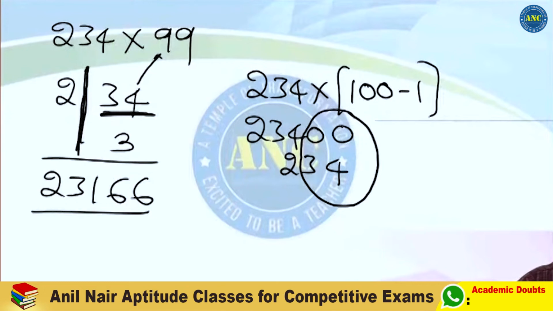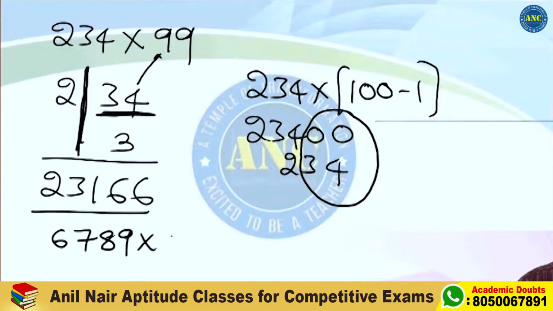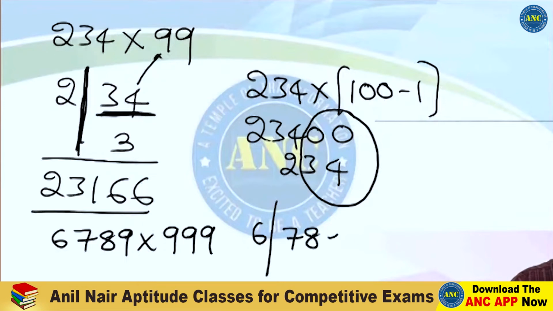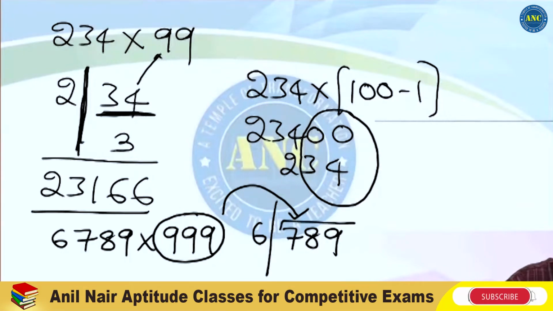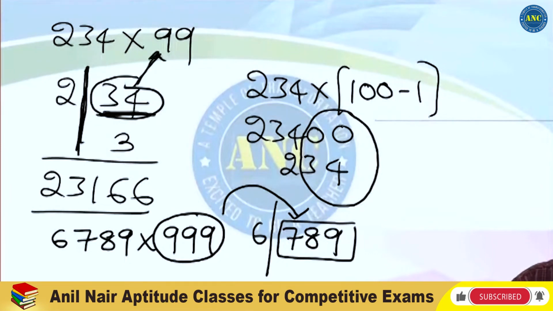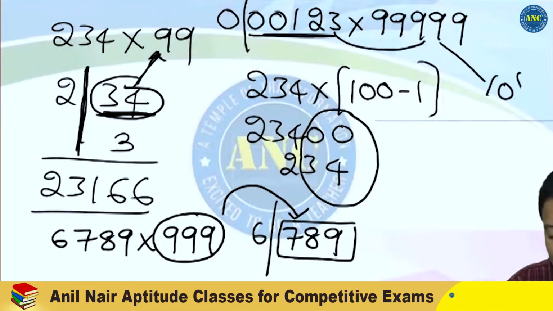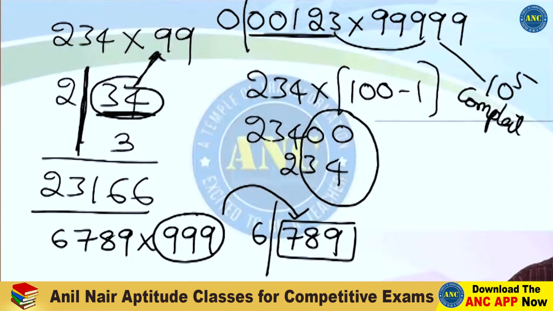The slash will tell that anything to the right of the slash is nothing but the 10 power k complement. 6 slash 789. 999 is nearer to 1000. This will tell me, Sahana, that this is the 1000 complement of 789. This is nothing but the hundreds complement of 99. 1, 2, 3 into 5 nines, 0, 0, 0. These will tell me that this is the 10 power 5 complement of the right hand side.